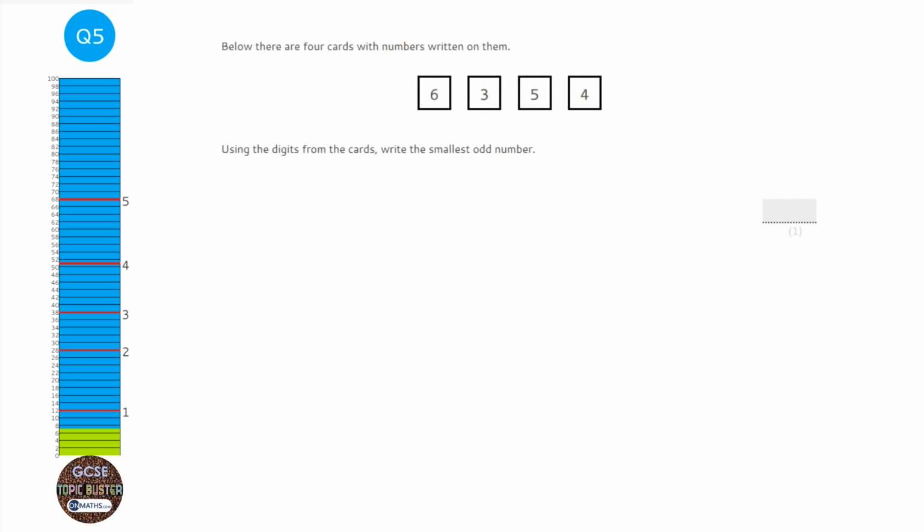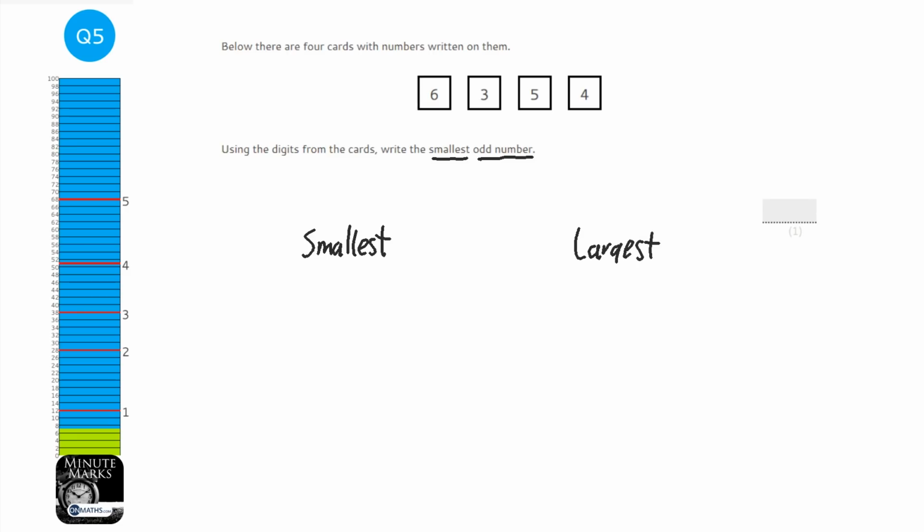So this question asks us to write the smallest odd number. Now there's 2 instructions there. We need to make the smallest number from the digits, and it needs to be odd. So to make the smallest number, we want to use the smallest digits on the left hand side of the number and the largest digits on the right hand side of the number.